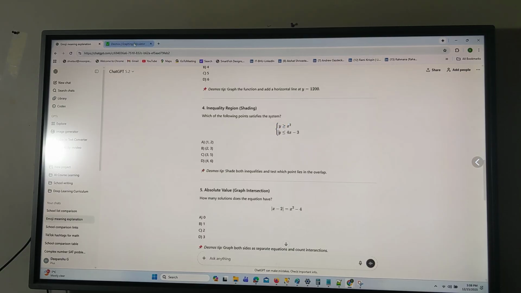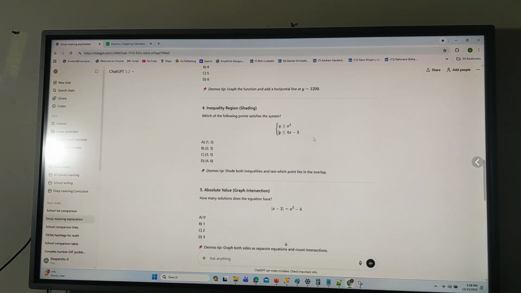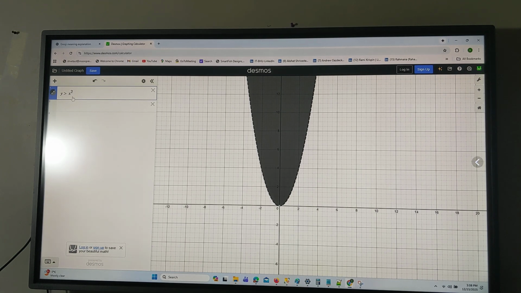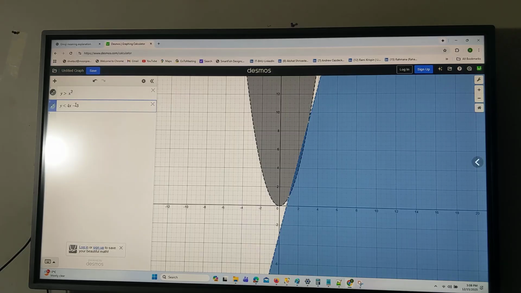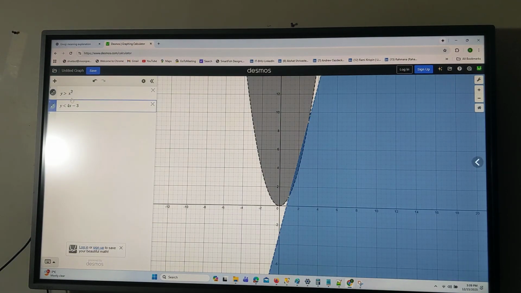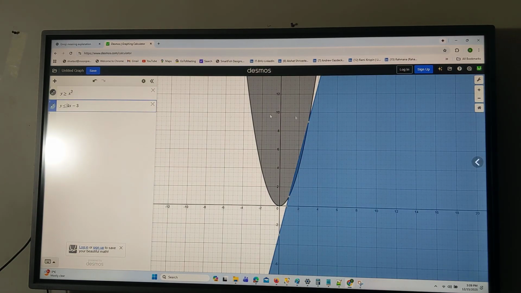So just plot these two: y equal to x squared, and the second line I'm going to plot is y equal to 4x minus 3. Y is less than 4x minus 3. So 4x minus 3 is greater than or equal to x squared, and y is less than or equal to 4x minus 3.